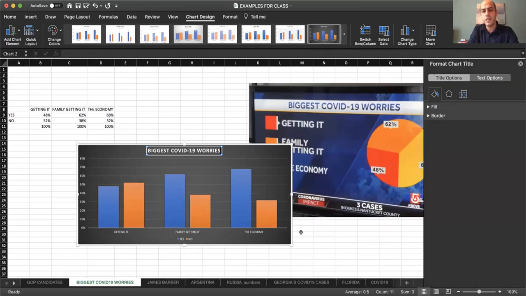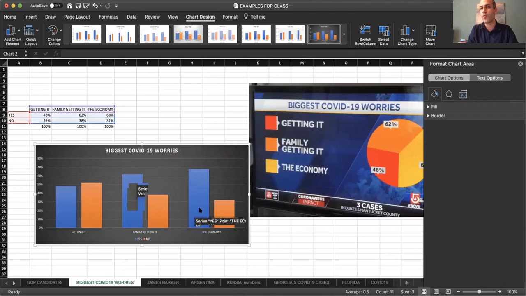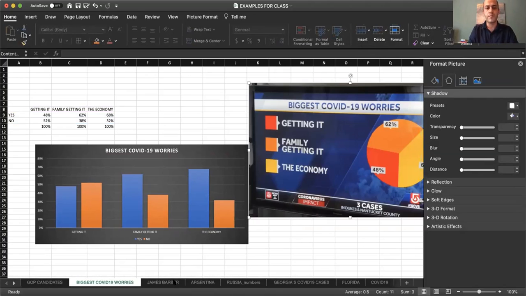And then now I have lots of information. Now I can see actually the difference between the getting it and family getting it and the economy. As you can see, the worry goes higher and higher for people who say yes in this category. So this is the correct graph, not this one. Okay. So let me move to a third example.